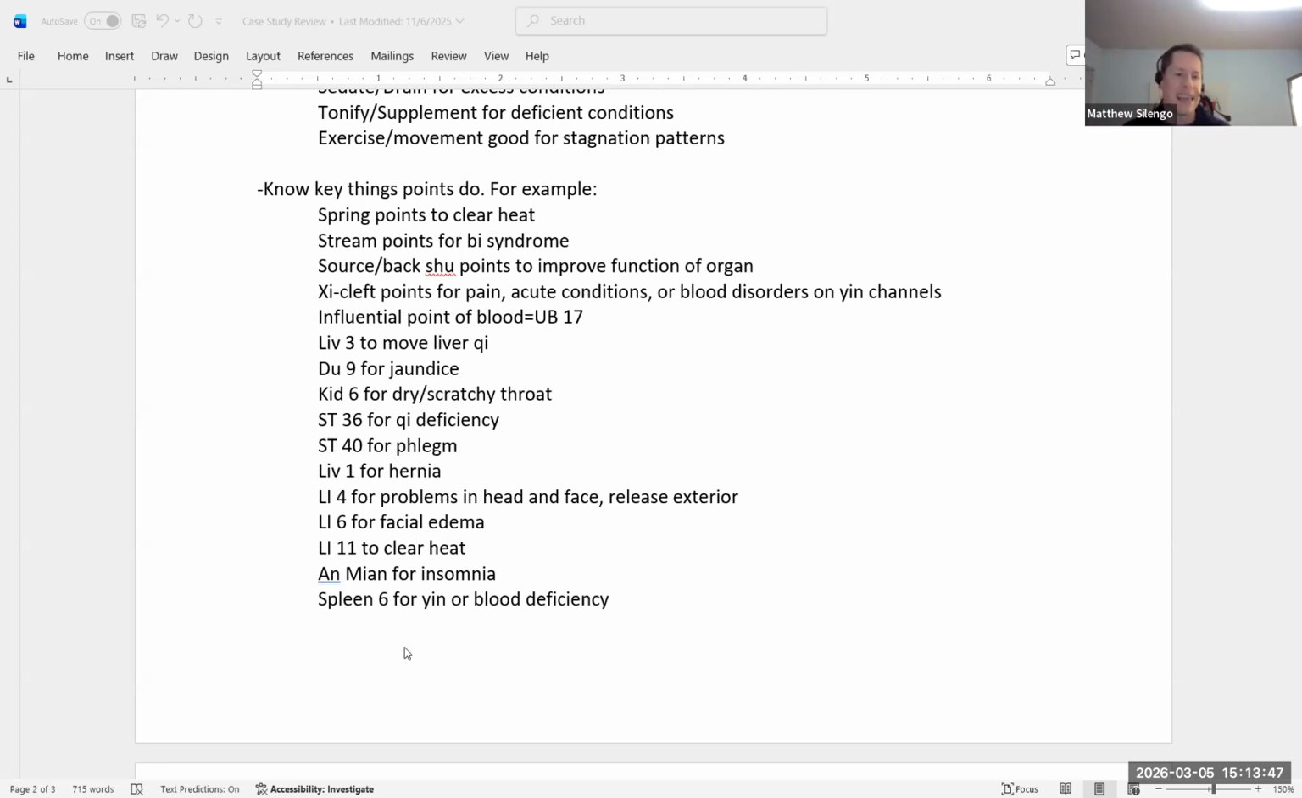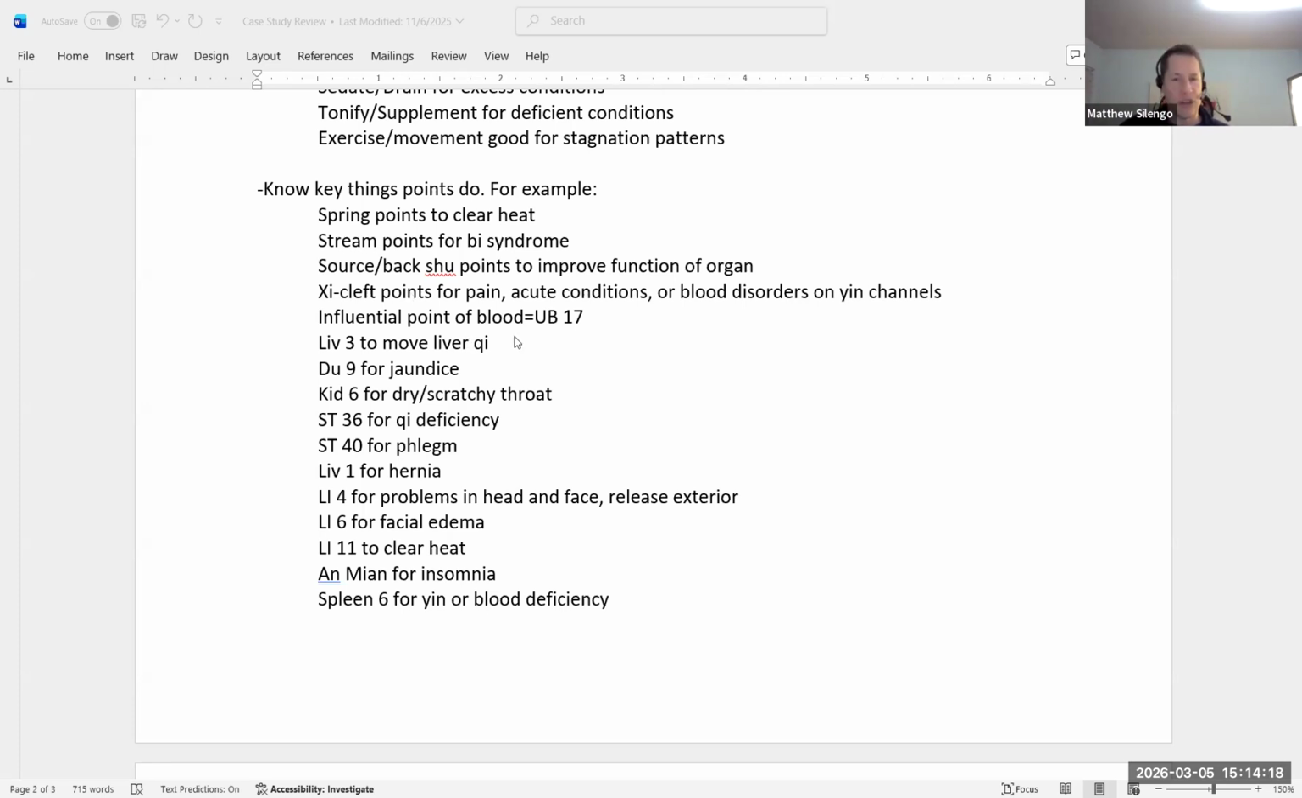So if you're clearing heat, the correct answer probably includes some spring points in it. Stream points are used for Bi syndrome. If you want to strengthen an organ or channel, you might use the source points or the back shu points. If somebody has pain or acute conditions or blood disorders on yin channels, a xi cleft point might be in the mix of the correct point answer.